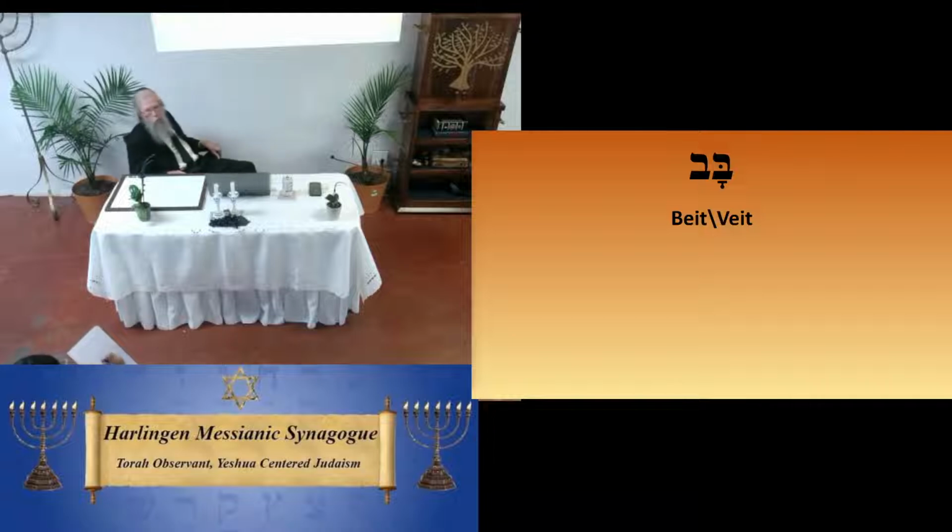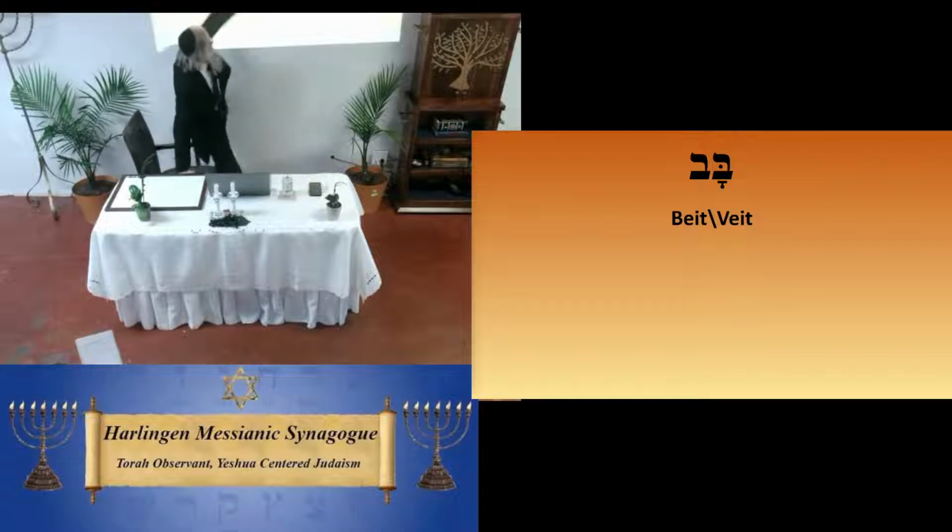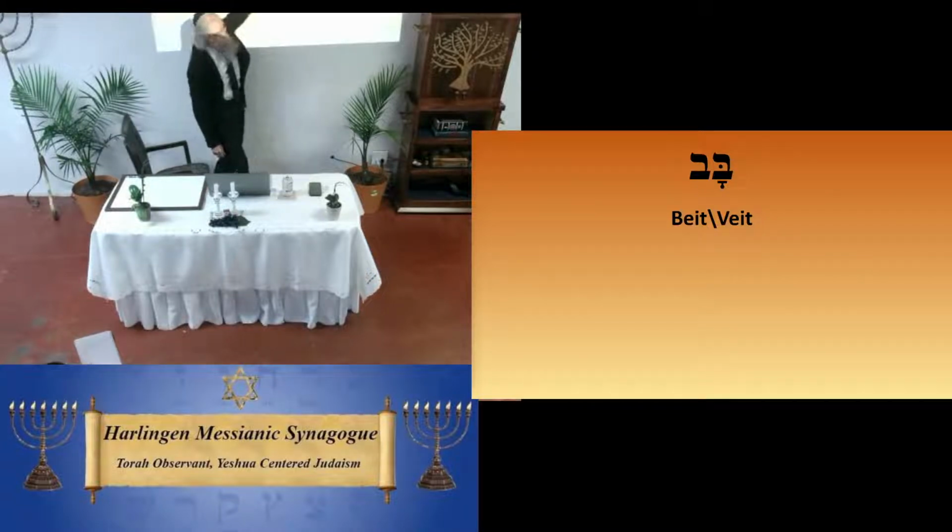So, these are the two. There are two ways to write the beit, and they are pronounced differently. The first one is called the beit, and the second one is called the veit, with a V. So say beit with a B. Beit. Beit. Right here. And the second one is veit. Notice that there's a difference.